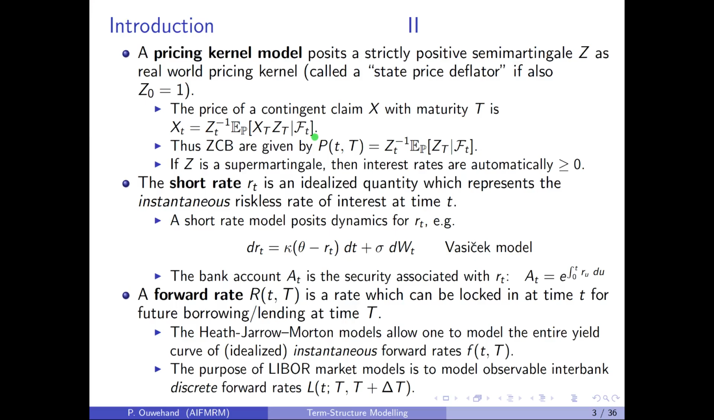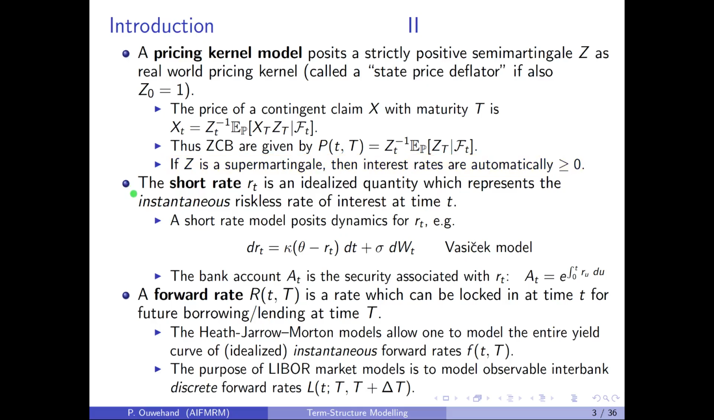Now recall that a zero coupon bond pays an amount X equal to 1 at time capital T, and thus the zero coupon bond prices at time t are simply given as follows. If Z is also a supermartingale, it then follows that this expectation here is less than or equal to Z_t, and therefore the quantity on the right is less than or equal to 1. This implies that the zero coupon bond price is always less than or equal to 1, or equivalently, that interest rates are automatically greater or equal to 0.